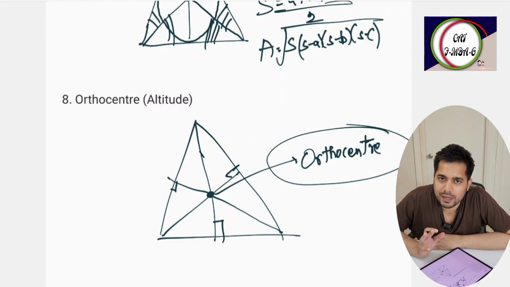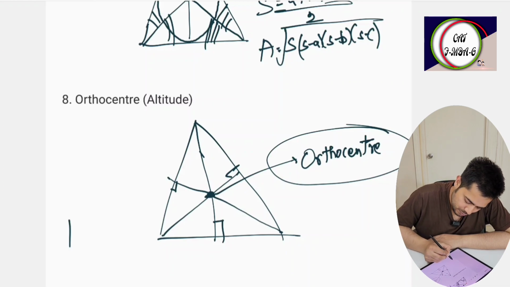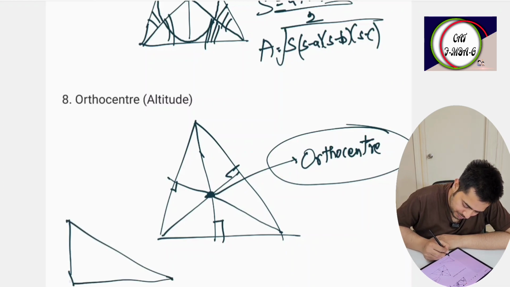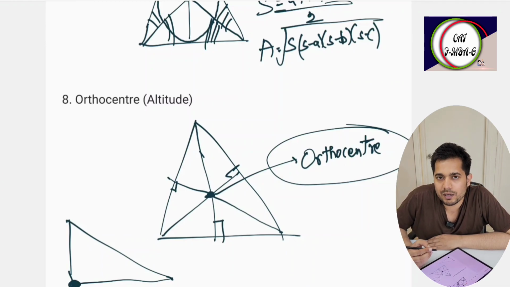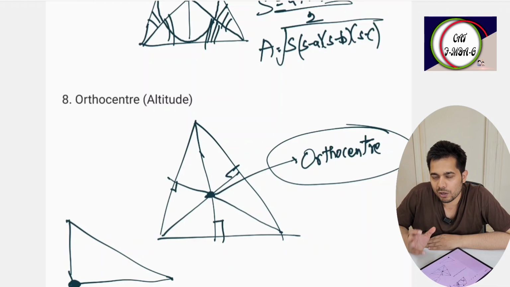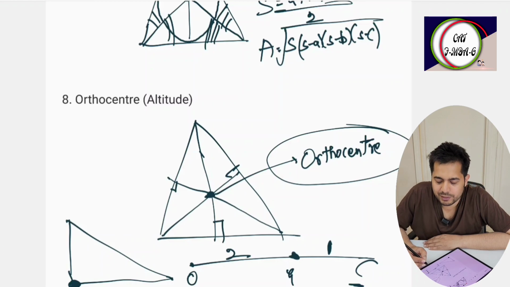For an acute angle triangle, the orthocenter is going to be inside. For a right angle triangle, the right-angle vertex is the orthocenter. For an obtuse angle triangle, the orthocenter is going to be outside. Another thing to remember is OGC. So this is the orthocenter, this is the centroid, this is the circumcenter, and they are in a 2:1 ratio. This is also divided like this.